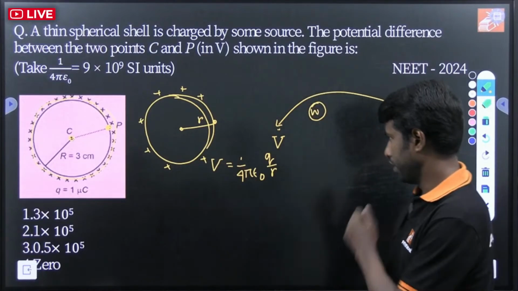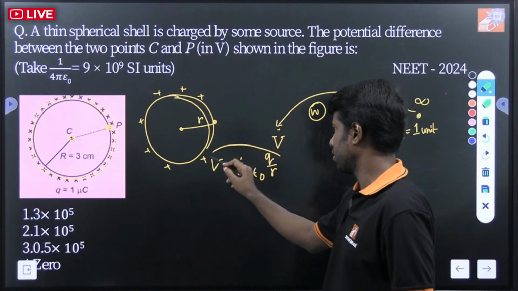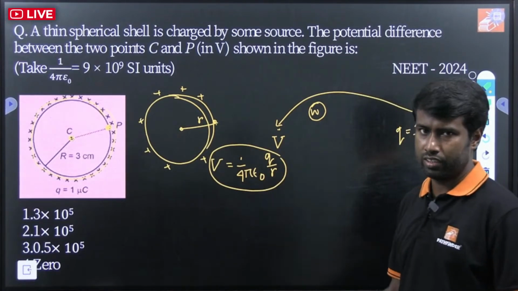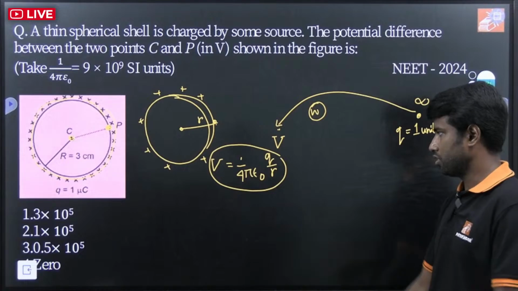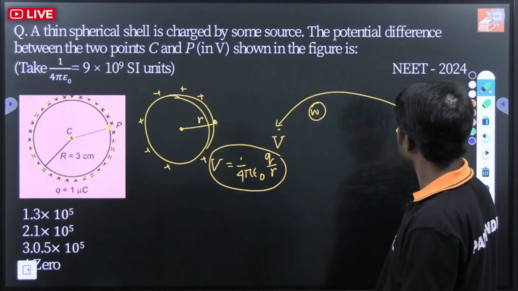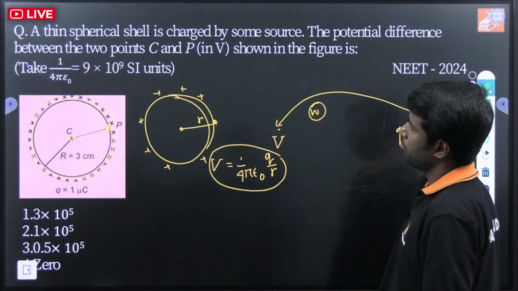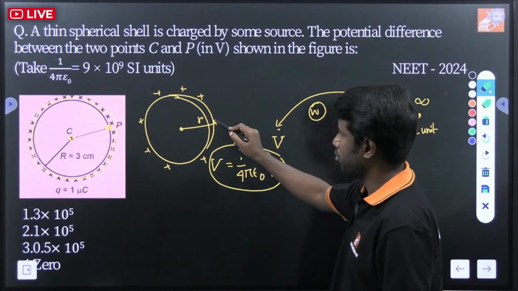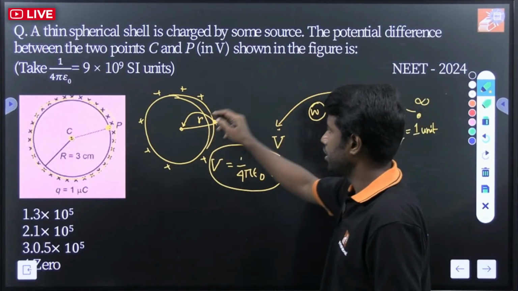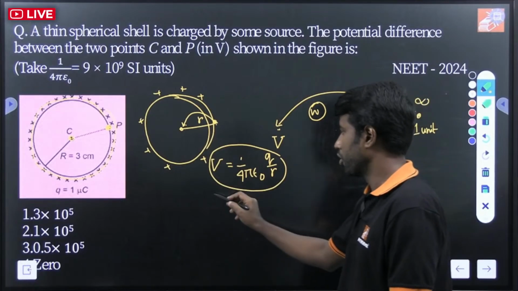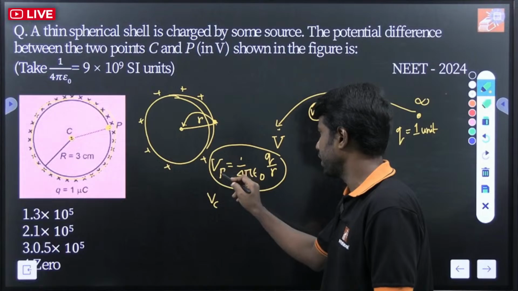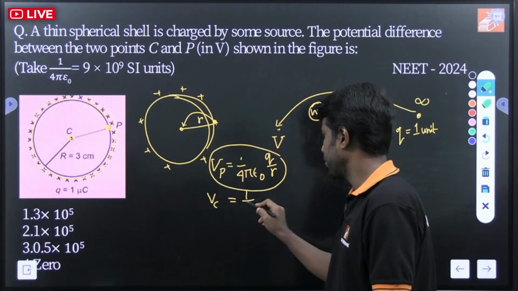So from there, at the surface point, the potential, or work done to bring a unit charge from infinity to that point, is 1 by 4 pi epsilon naught Q by R. If we bring the same unit charge from infinity to the center, the work done will be the same. That means the potential at the center, VC, and this one, VP, should be the same.